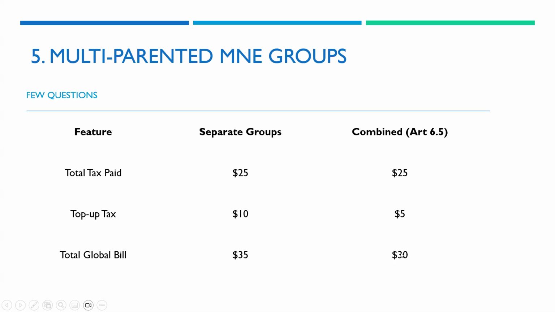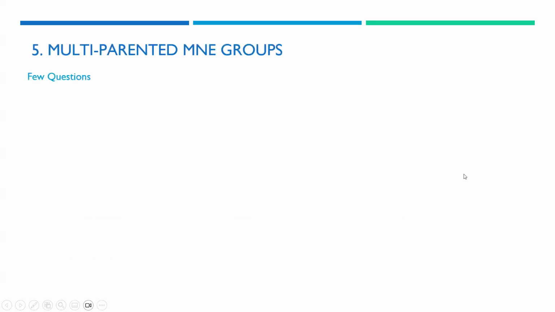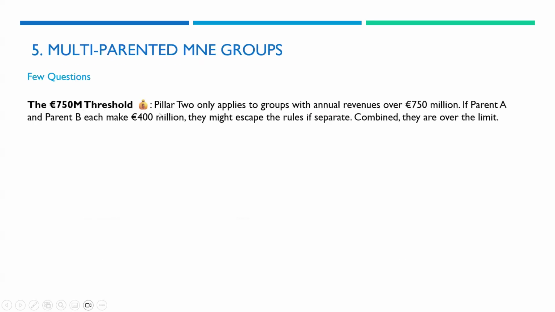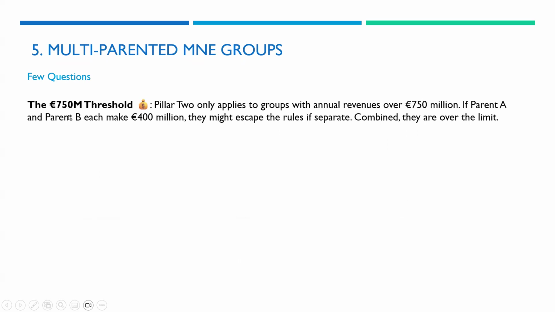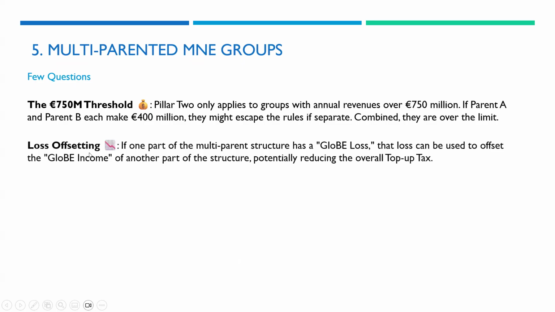You have the potential to pay lesser taxes, but still they didn't allow them to be seen separately because of the 750 million threshold, because these entities would be completely out of Pillar 2 if I see them separately. So that is why the law or the guidelines say that you have to see multi-parented MNE groups as one single group. Okay. Also, they may do loss offsetting. One part of a multi-parent structure has a GloBE loss. That loss can be offset against the GloBE income of another part of the structure, potentially reducing the overall top-up tax.